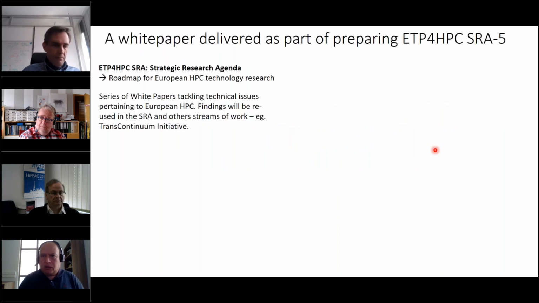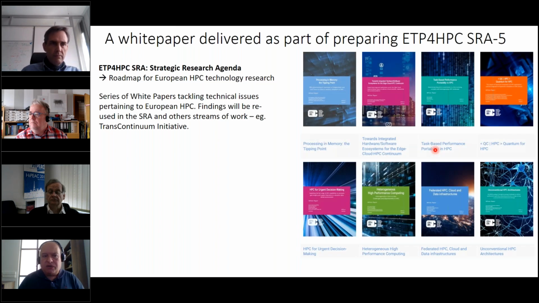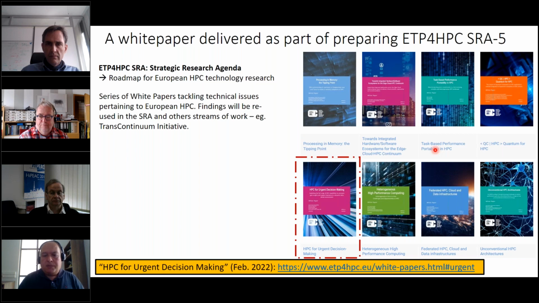Just to set the context for why we did a paper, there is this activity of ETP4HPC around the development of a strategic research agenda, which in a sense is a roadmap exercise for European HPC technology research. For this particular iteration, which is iteration number 5, the ETP group decided to do a series of white papers that tackle technical issues that are very relevant to HPC, but perhaps a bit more specific to certain technology aspects or certain types of applying the technology. As far as I know, there is a set of 8 published papers at this point, and today's session is about one of them, the one about urgent decision making. You can find it on the website of ETP4HPC, but also via the Zenodo Open Access repository.